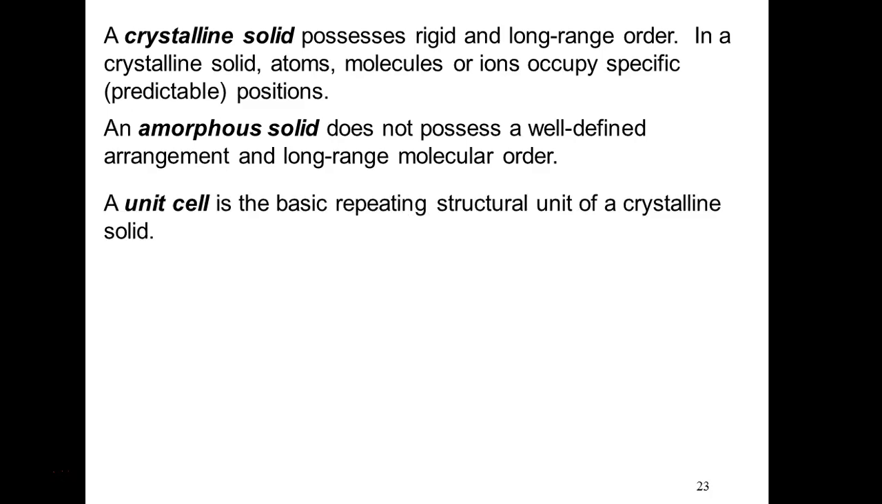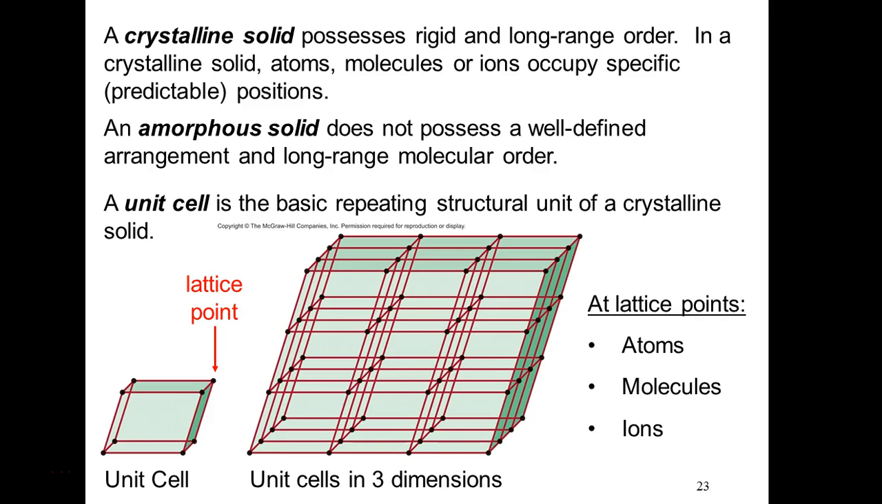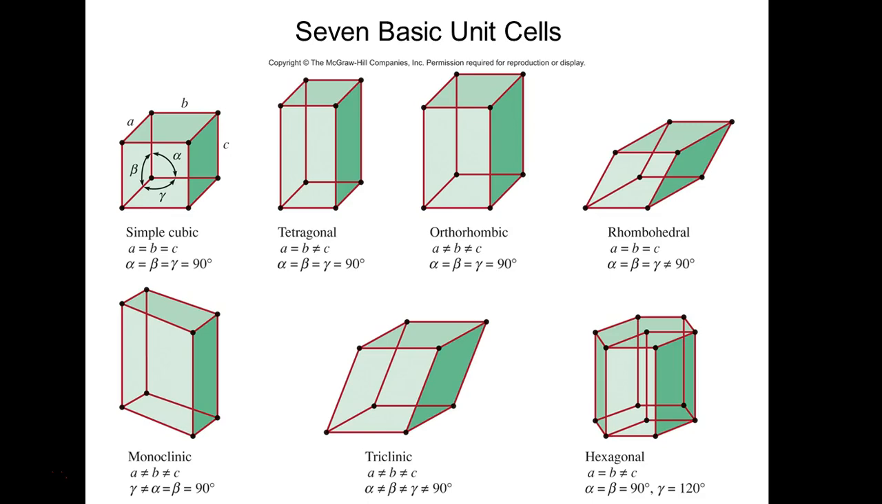Speaking of units in a crystalline solid, a unit cell is the basic repeating structural unit of a crystalline solid. A unit cell will look like this, and as it obtains long-range and rigid order, these unit cells build upon themselves as the crystalline solid grows. These unit cells can be defined by their lattice points, those black spheres that you see at the corners. At those lattice points, there will be an atom, a molecule, or an ion. Now, they'll be in different arrangements depending on the type of packing within the unit cell.